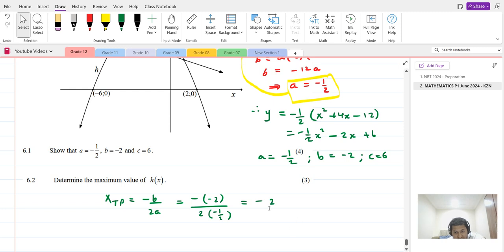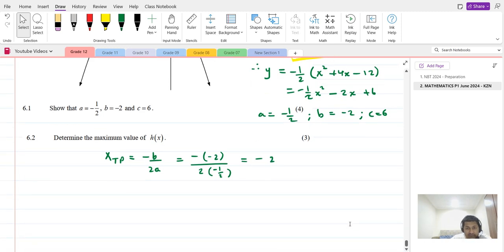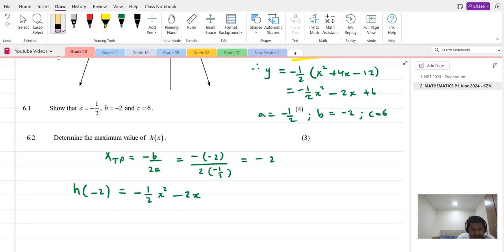You substitute negative 2 into the original equation, which is, you find h of negative 2. A is minus half, minus half x squared minus 2x. What was h of x? Let's write the h of x formula.